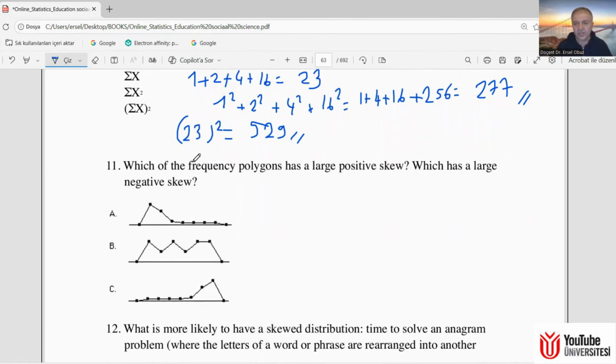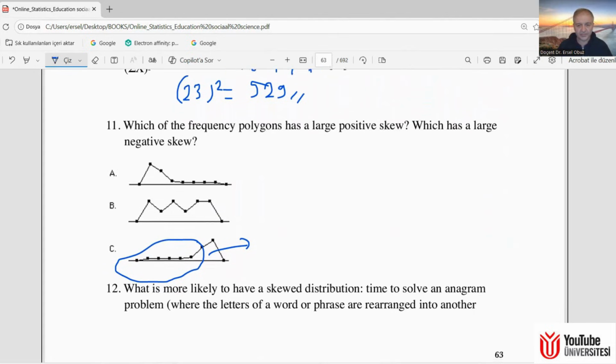We may talk about the skewness. Large negative skew, it means it's left. So it's going to be this large negative skew. It's going to be tail to the left.